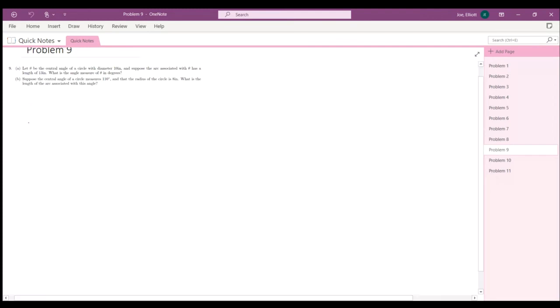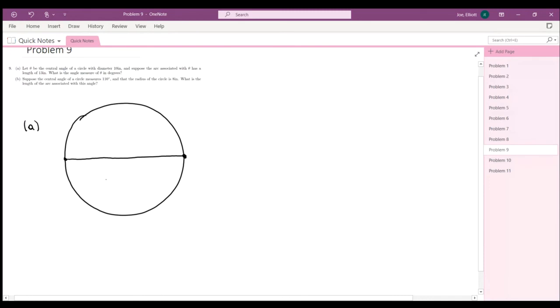So let's take a look at problem number 9. Part A, let's see what we are given. We have an angle theta, and it's the central angle of a circle with diameter 10 inches. So I'm going to draw a little picture of what that means right now. Let's imagine we have this circle whose diameter is 10 inches.